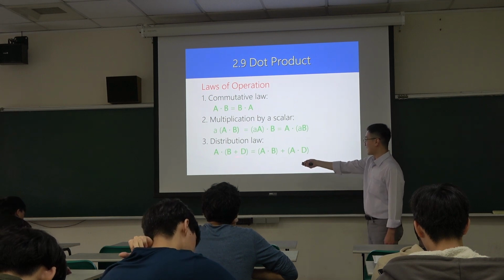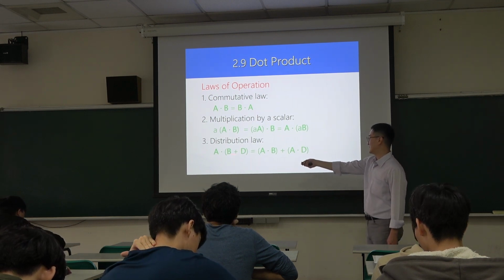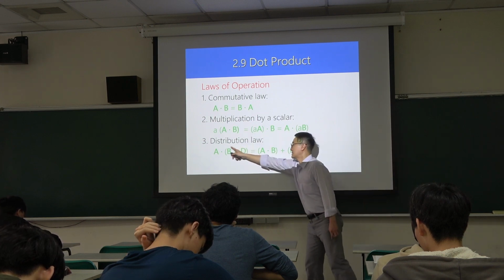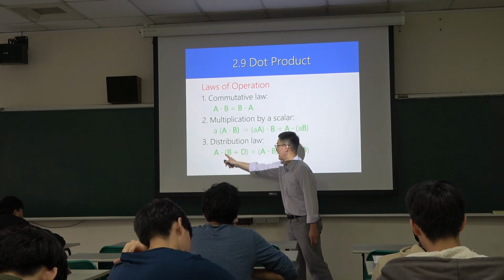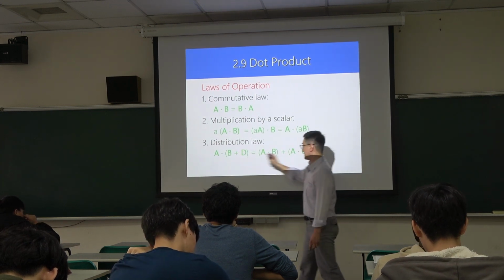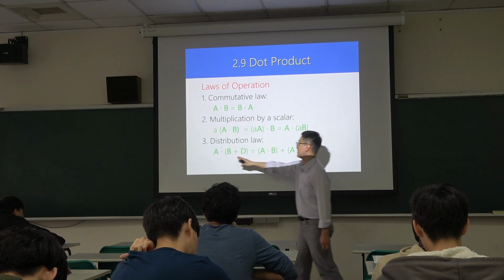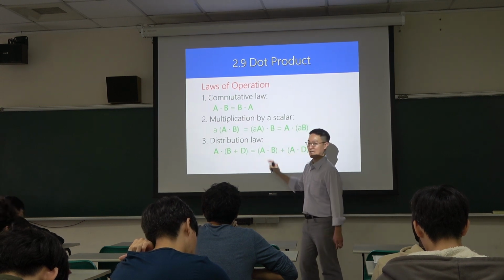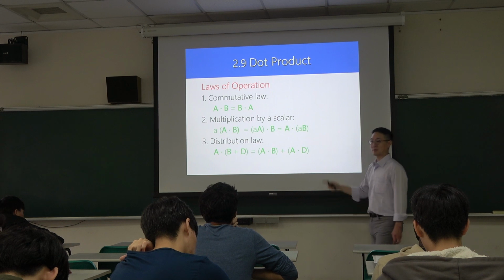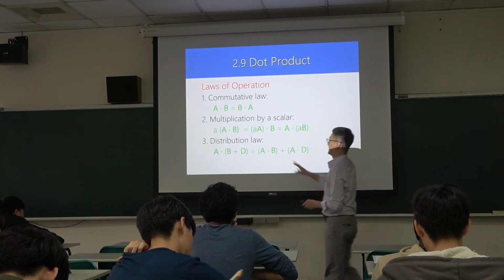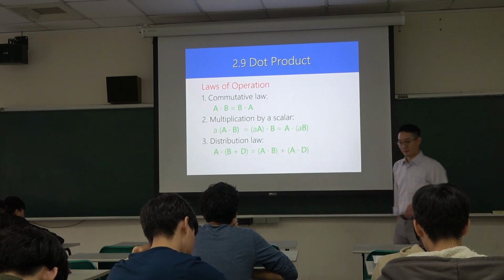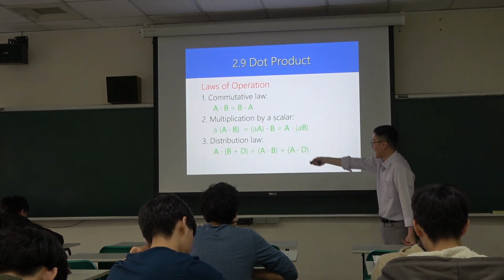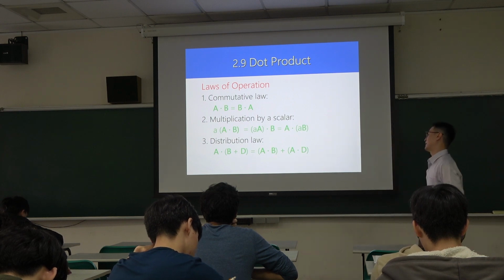If we have a vector summation here, and we use A dot the resultant vector, the result will be the same as we use A dot B first, and then plus A dot D, because the resultant here is still a vector, and when we dot together it still becomes a value. So it follows those concepts in terms of calculation.